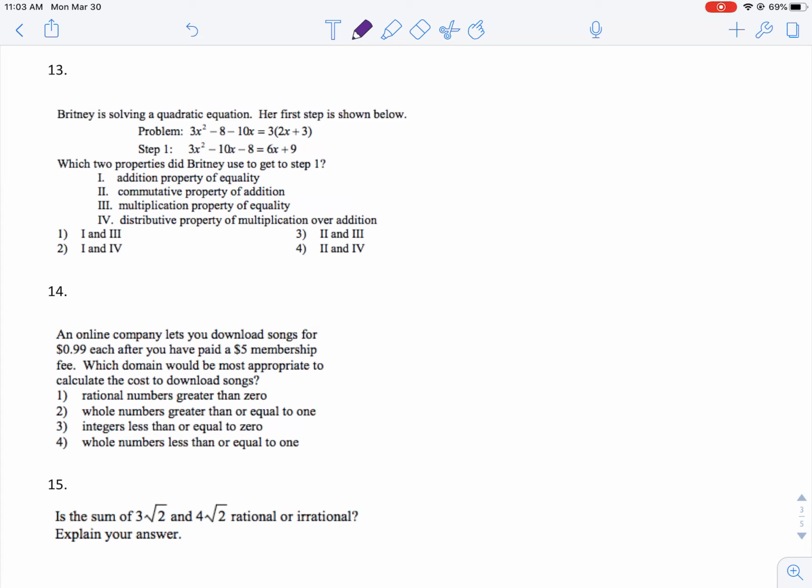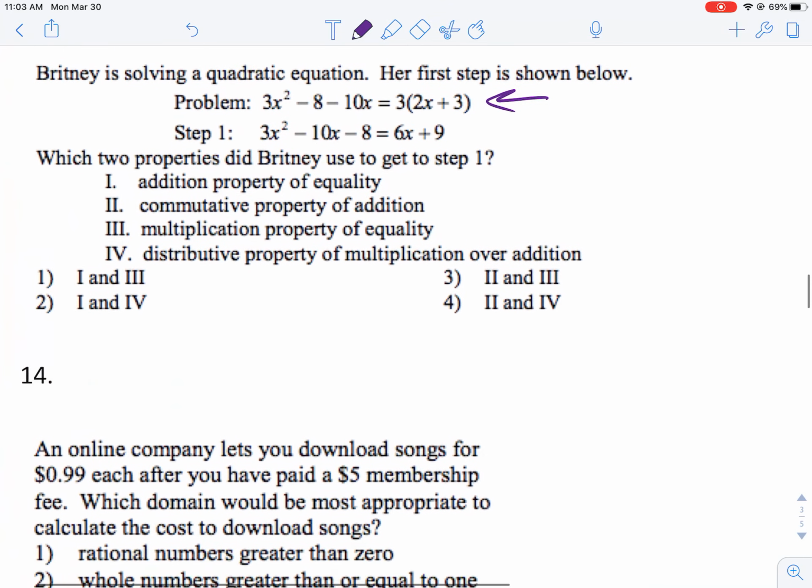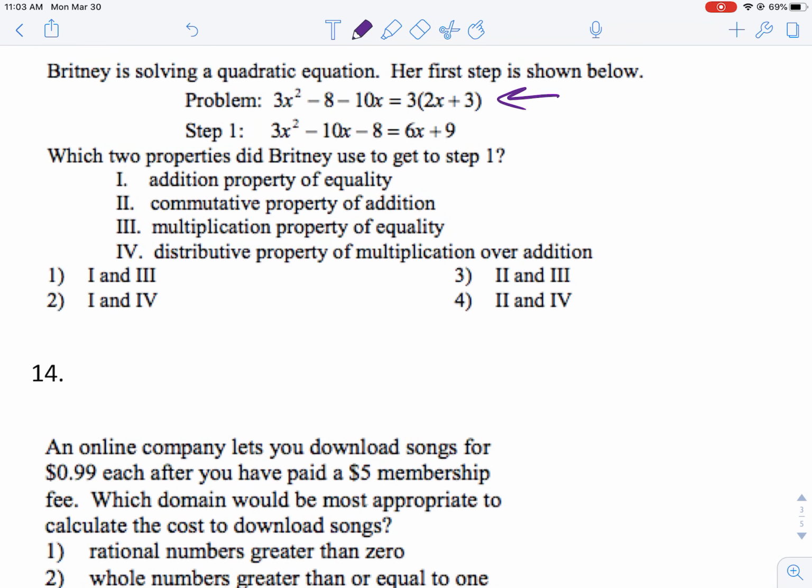Okay, number 13. So Brittany is solving a quadratic equation. Her first step is shown below. All right, so here's our problem, and then here's our step 1. So it's our job to figure out what 2 properties Brittany used to get to step 1. All right, so we're going to have to notice what is different between the problem and step 1. So if you look on the right, what's different, zoom in here, is she distributed that 3.